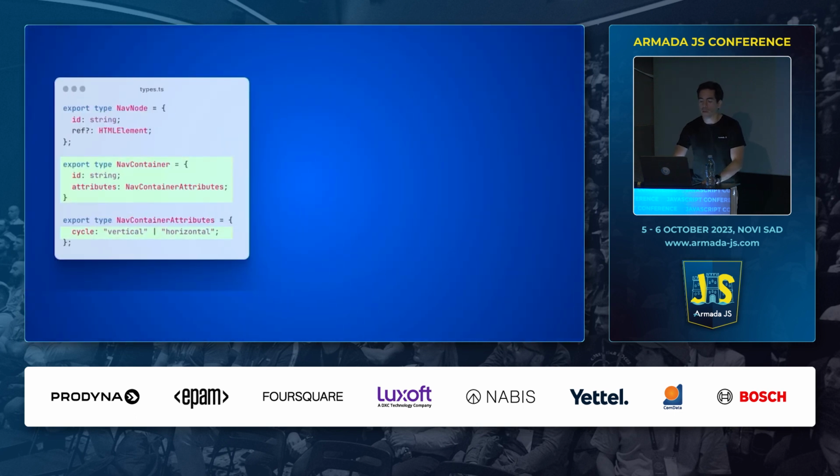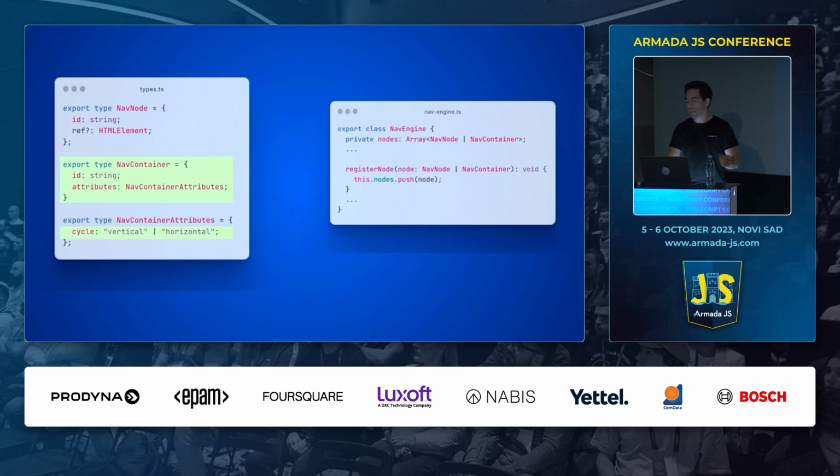Then in our schema, we create a new type for the navigational container where we have the ID and the attributes that we mentioned before. And we update the navigation engine class to indicate that it's not only the navigational node, but also the navigational container that we need to use.